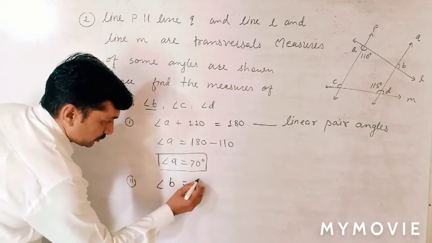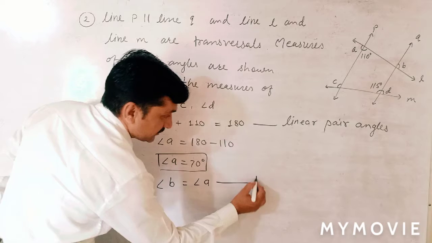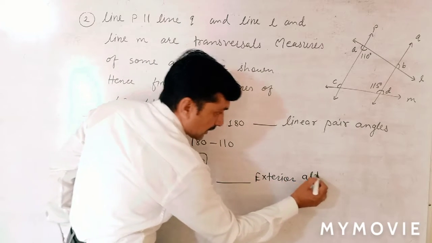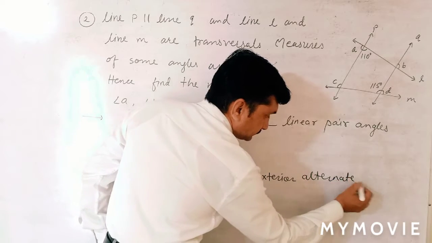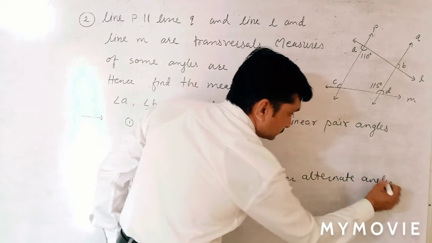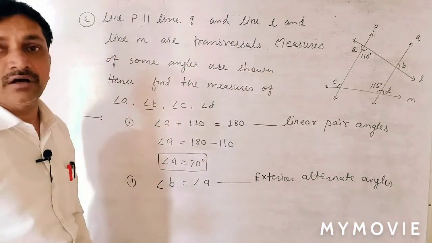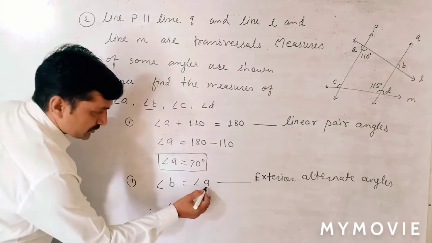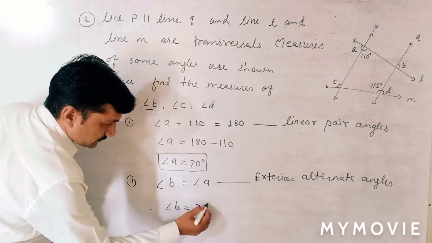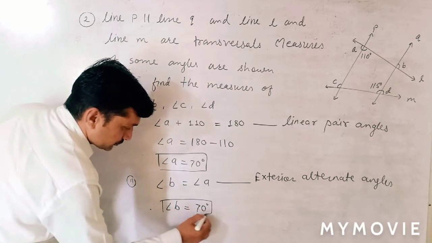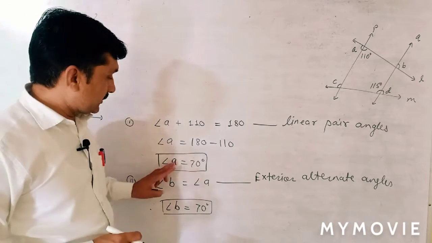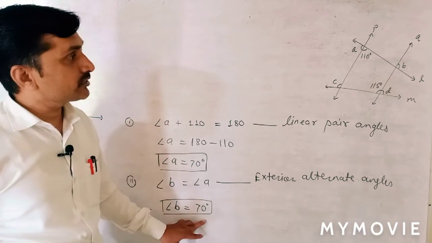Angle B is equal to angle A. Reason here: exterior alternate angles, and exterior alternate angles are equal. Therefore, angle B is equal to the measure of A, which is 70 degrees. Therefore, B is also 70 degrees. Angle A we got 70, angle B also 70.